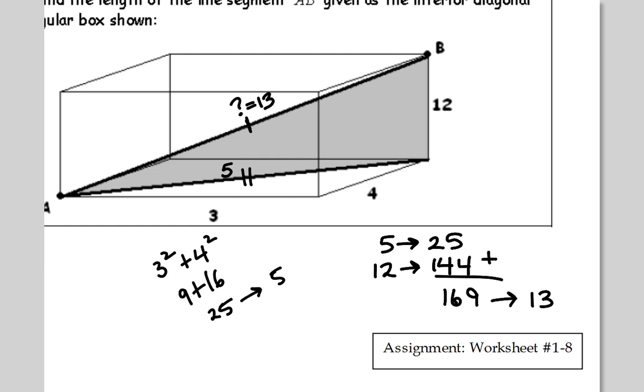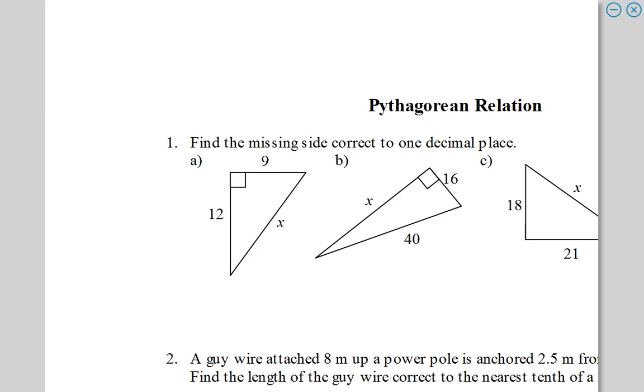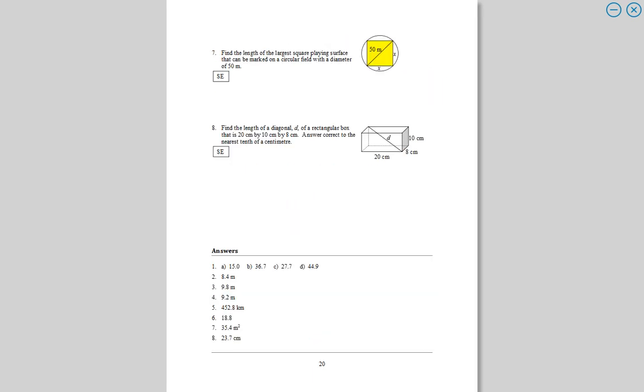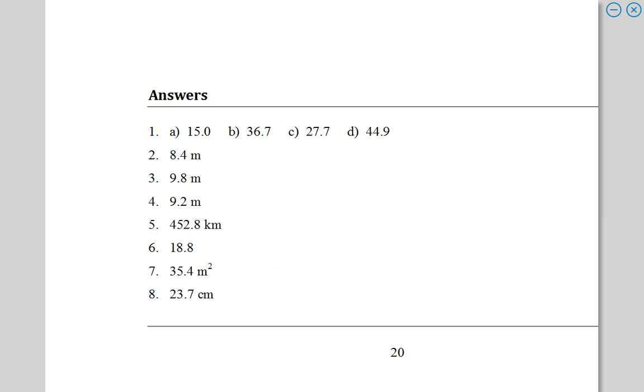And your homework for today is this assignment at the bottom called Worksheet. It's a pretty fancy name, Worksheet 1 through 8, and you'll find it on the very next page. And there's 8 questions, and there's some answers at the bottom. So good luck.